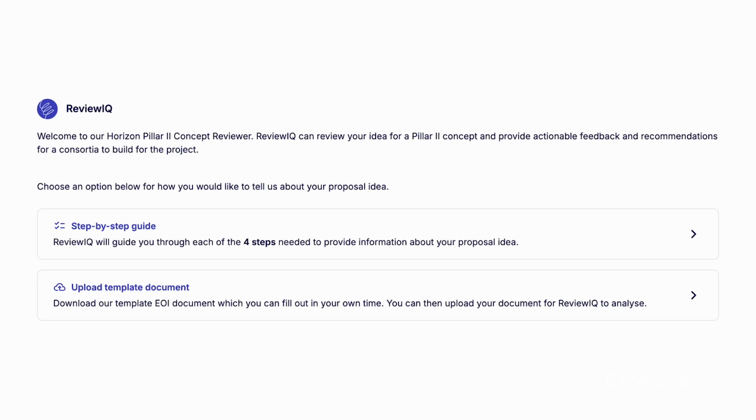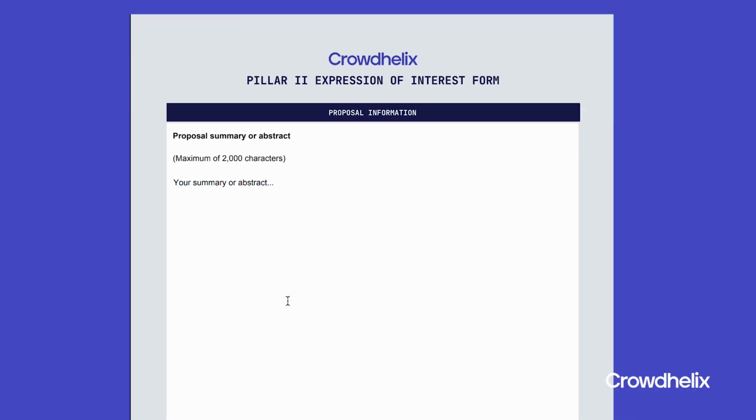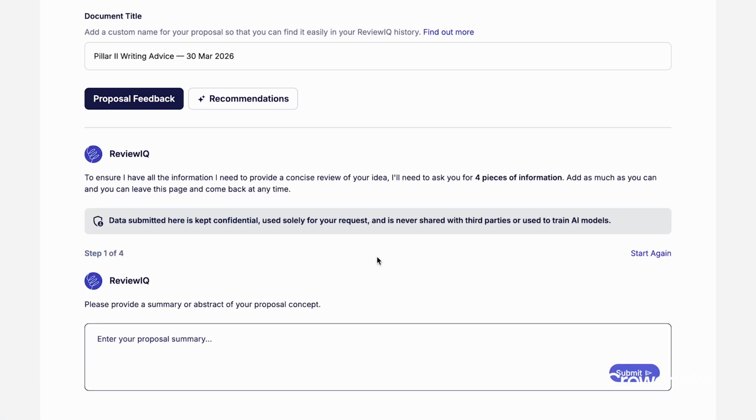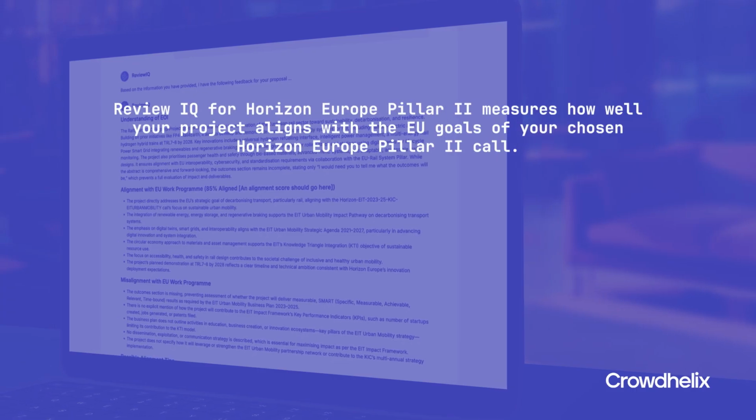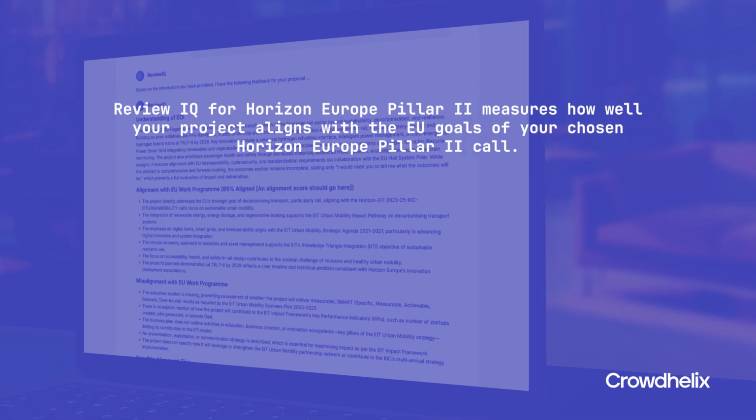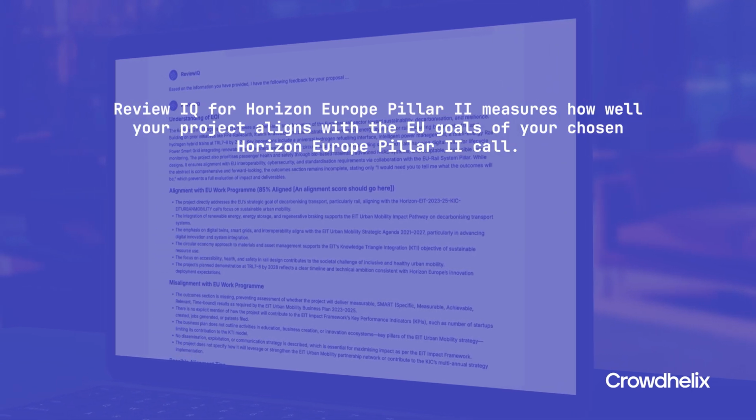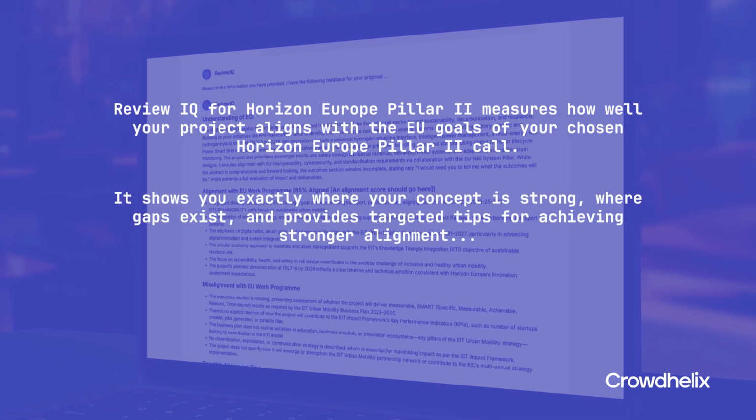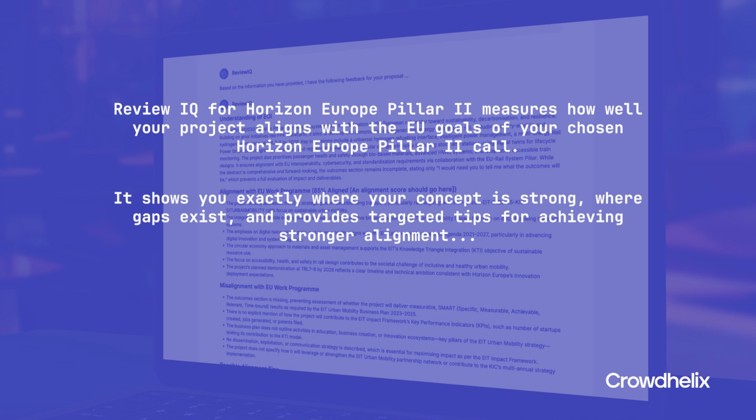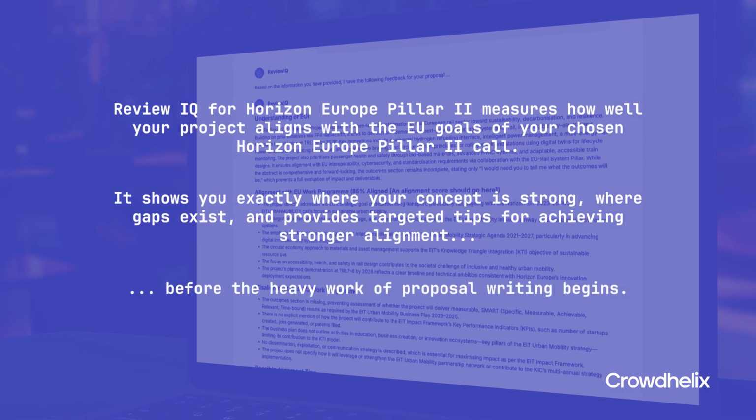You have two options. Upload a completed Crowdhelix expression of interest form in PDF format, or enter your research concept and target funding call manually. ReviewIQ for Horizon Europe Pillar 2 measures how well your project aligns with the EU goals of your chosen Horizon Europe Pillar 2 call. It shows you exactly where your concept is strong, where gaps exist, and provides targeted tips for achieving stronger alignment before the heavy work of proposal writing begins.